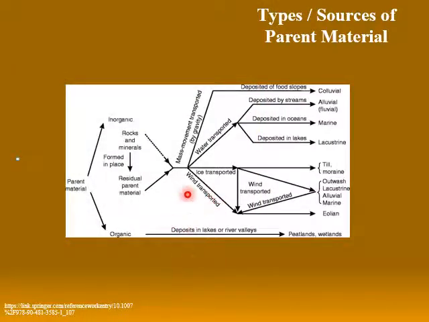This is just a diagrammatic view of the various parent material sources. It may be alluvial from fertile plains, marine, lacustrine, outwash, aeolian, peat from organic origin. So we can have ice transported, water transported, wind transported. Those which are transported by gravity are called colluvial parent material.